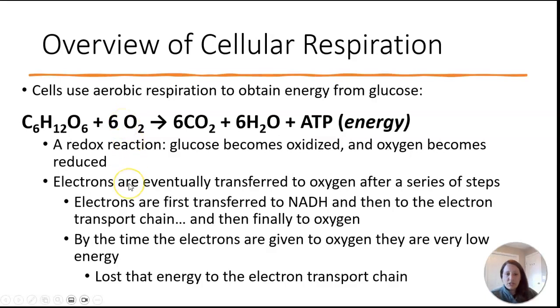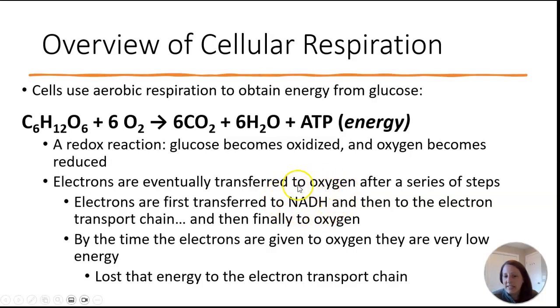Okay, now glucose doesn't just lose its electrons and oxygen gain them right away. It's not just one step. Instead, we're going to see that it's a series of steps. So electrons are slowly pulled off of glucose. They're not given directly to oxygen. First, they're given to this molecule right here, NAD, which becomes NADH. We learned about this back in chapter 6.